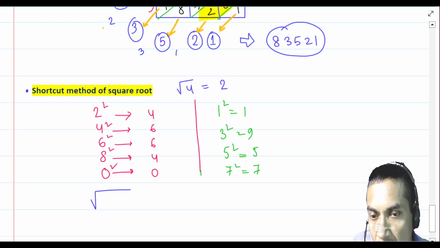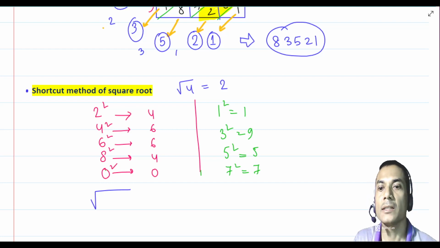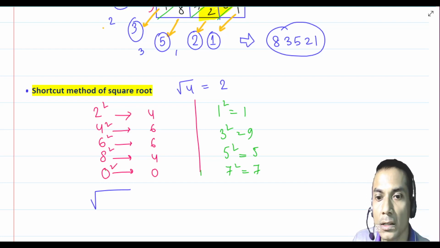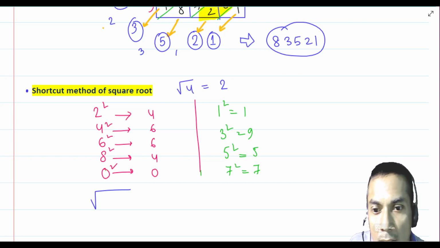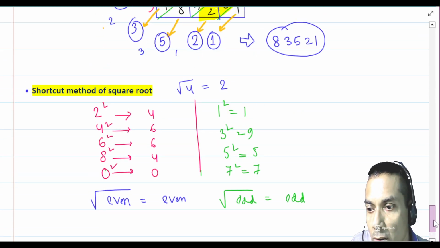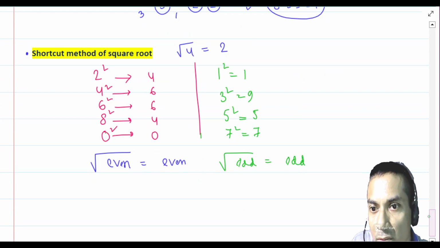You can follow this. If it is 2 square, then 4. Like this, if the unit place is an even number, then the square is also an even number. So the square root of any even number is also an even number. Clear? And the square root of any odd number is also an odd number. You must remember this. No need to memorize, actually, you can identify this from the chart. It is not so difficult.